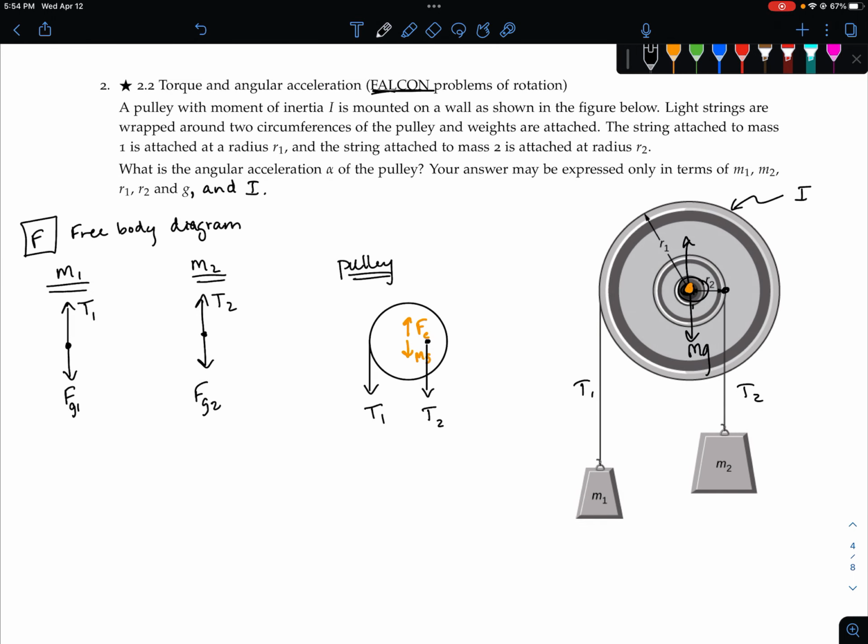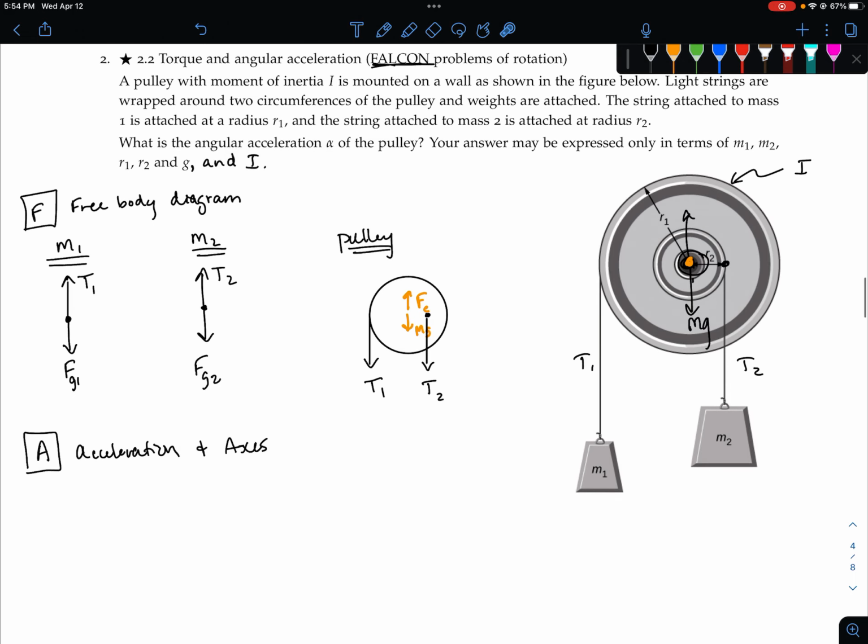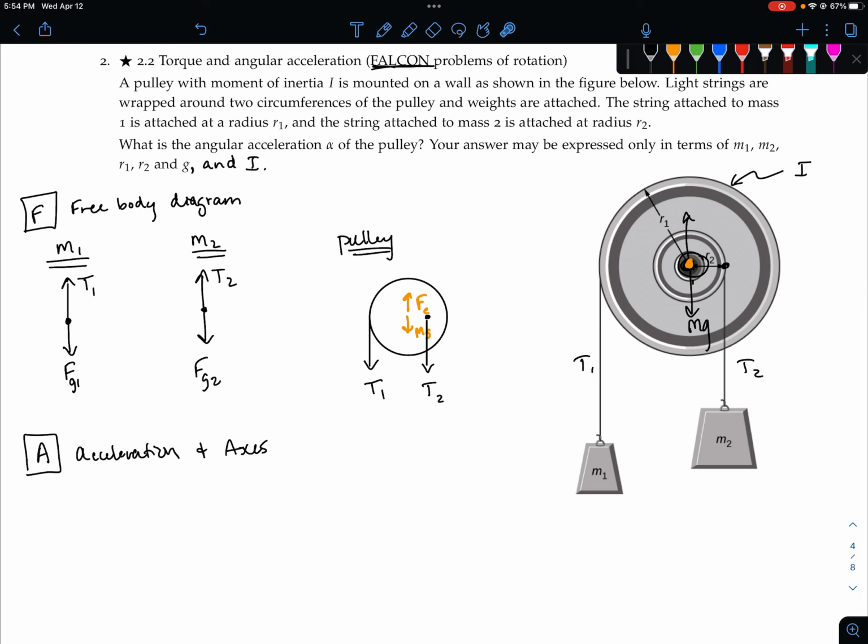A stands for two things. A stands for acceleration and axes. So when you have more than one free body diagram, you can define a different set of coordinate axes for each of those three situations. In this case, I'm going to choose mine to be a certain way so that my acceleration constraints are easier. So basically, if the pulley rotates this way, I want to call that a positive angular acceleration for the pulley. And if it rotates this way, I want to say, okay, the acceleration A1 is positive.